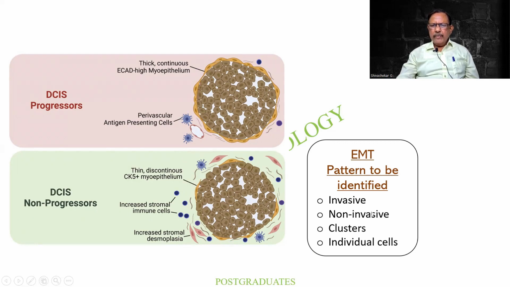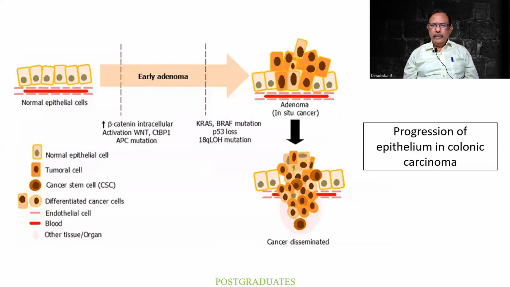Normally, you will have to identify these things, whether a lesion is invasive or not invasive, whether it is in clusters or individual cells. Usually, epithelial cells will invade in clusters. There are a couple of exceptions. One will be the lobular carcinoma of the breast. Two will be the infiltrating carcinoma of the stomach, the signet ring cells, which can be individually placed. And there is a colonic carcinoma again.